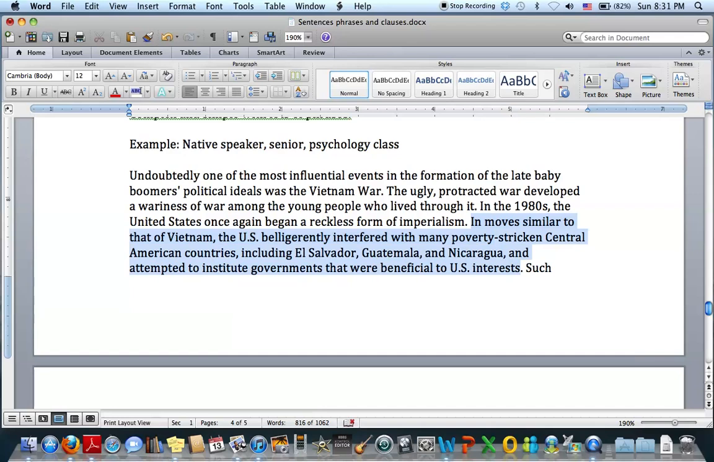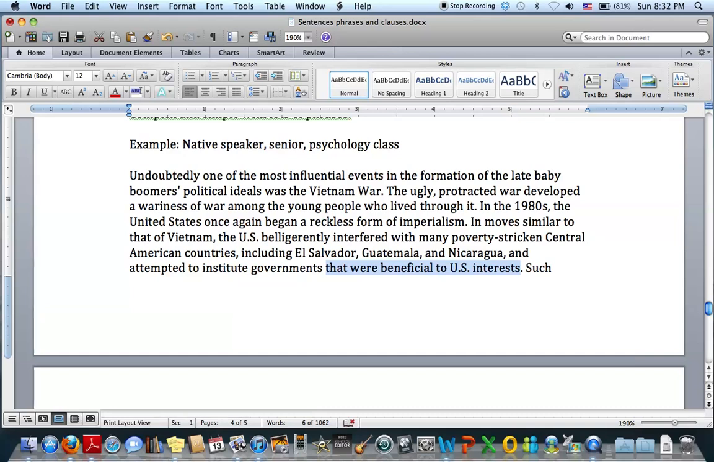Let's just take a look at this one that we were looking at earlier: in moves similar to that of Vietnam. So here we've got an adverb phrase. That's one. The U.S. belligerently interfered with many poverty-stricken Central American countries. So there's a clause, including El Salvador, Guatemala, and Nicaragua. Okay, so we've got ourselves one phrase, one clause, another phrase, and now we have and attempted to institute governments that were beneficial to U.S. interests. All right, this is another phrase. It's a verb phrase. And inside that verb phrase, we have one more clause, an adjective clause. And that hits our number 5 limit right there. We have 3 phrases, 2 clauses.